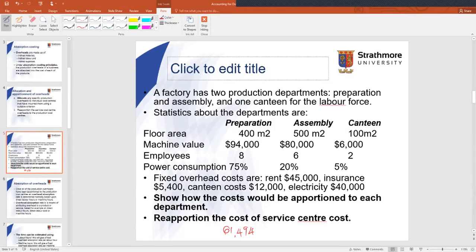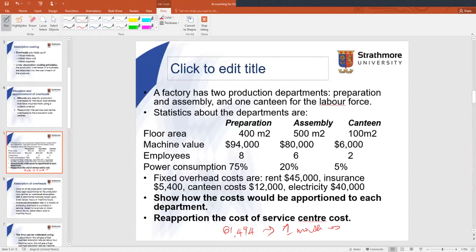Now don't forget this. Suppose this is a forecast, or assume this was the actual production overhead incurred, and now you want to absorb it into the product. Assume this was the overhead for, let's say, one month. There's no time limit here.